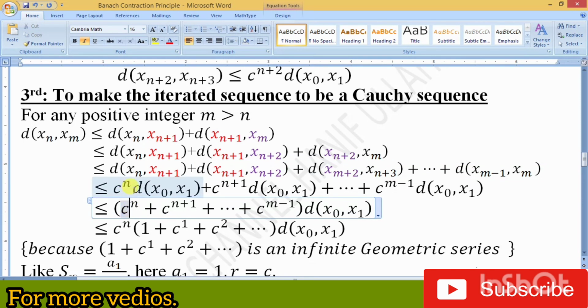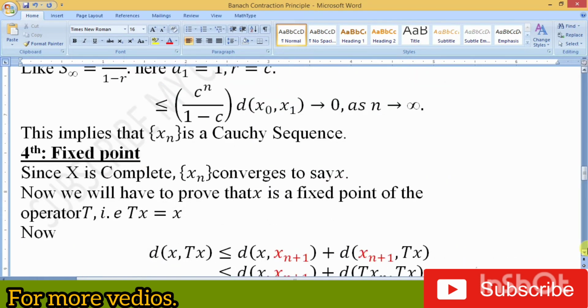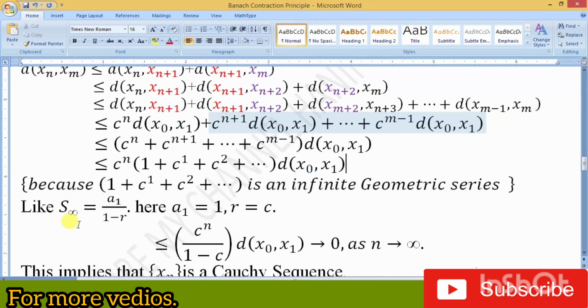We take the distance function of x0 and x1 common from all these summation terms of the sequence, written in horizontal form, as you can see on the screen. And secondly, we take c to the power n as common from all these constant values multiplied by the distance function of x0 and x1. We get an infinite geometric series like this.